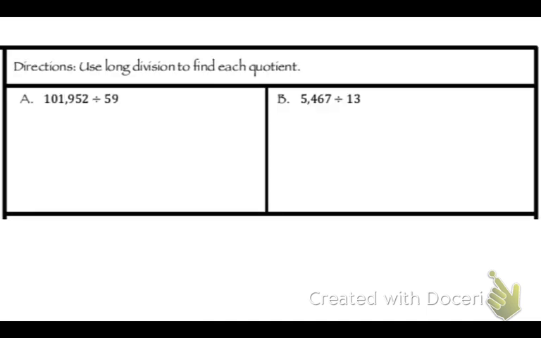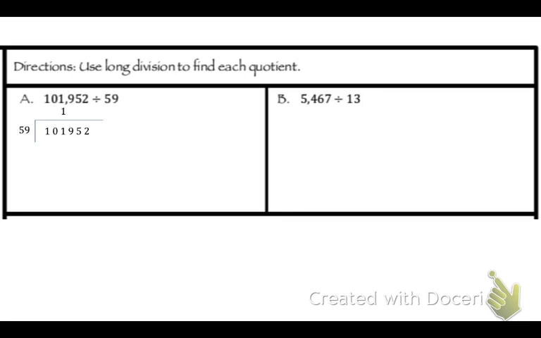Okay, now the fun stuff. So, long division. I know this isn't on your thing, but we need to do it. We need to be able to do long division without a calculator. So let's see if we can remember. If we're dividing 101,952 by 59, first we're going to see, does 59 go into 10? It doesn't. Does 59 go into 101? Yes, it does, one time.